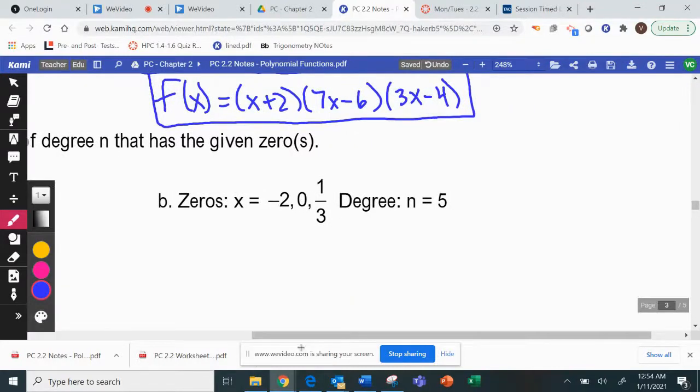Here we've got zeros at -2, at 0, and at 1/3. That's 3 zeros, but our degree is 5. So somehow we're going to have some multiplicity.